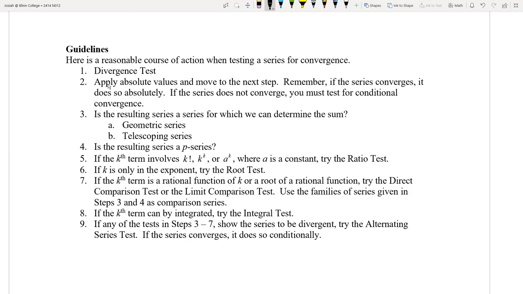So we have absolute values on. Then we go through all of our basic convergence stuff, including root, comparison, integral, all that kind of stuff. If any of these show divergence, then we'll do the alternating series test. Take off the absolute values, do alternating series test. If it converges, it does so conditionally. If it diverges, then the series diverges. So that's the full list of all of the tests that we have up to this point.